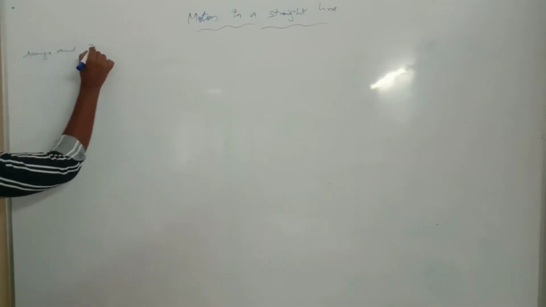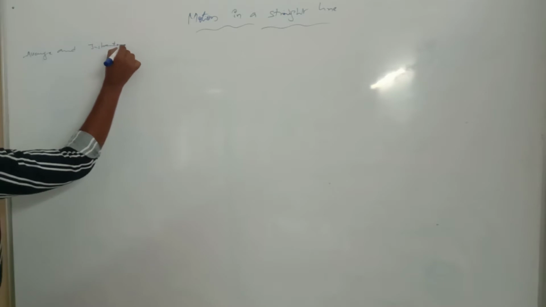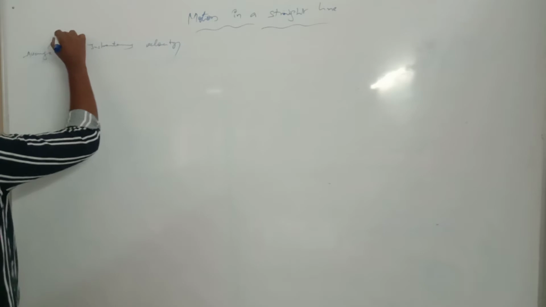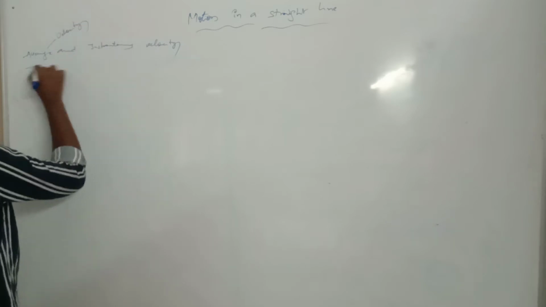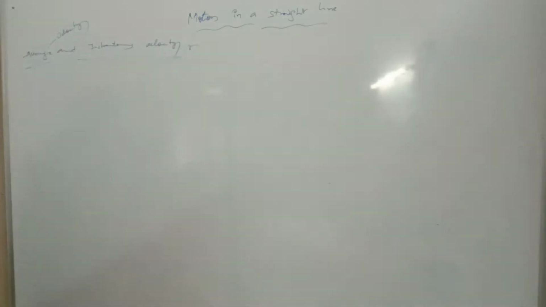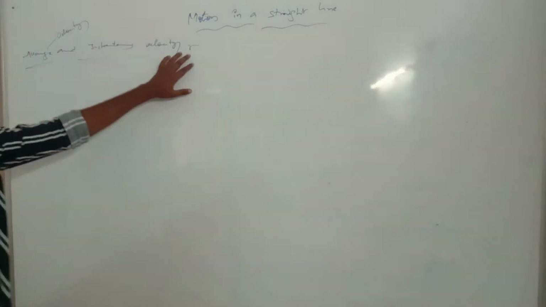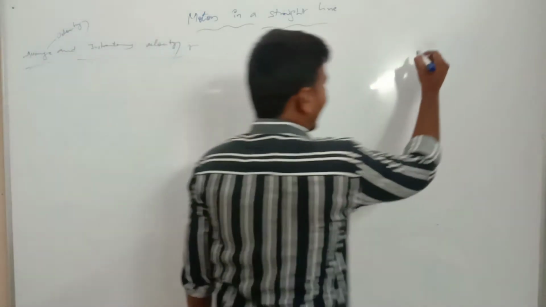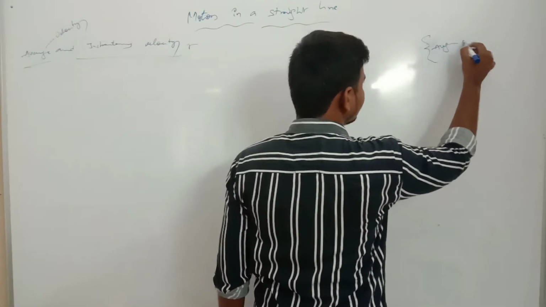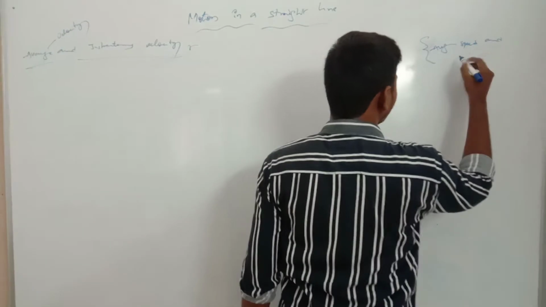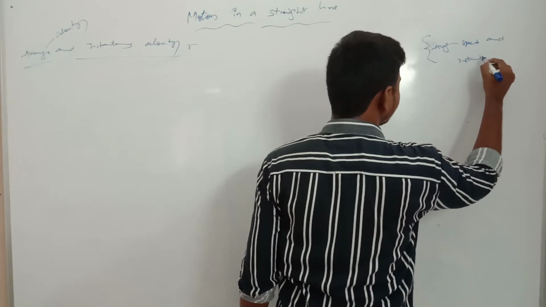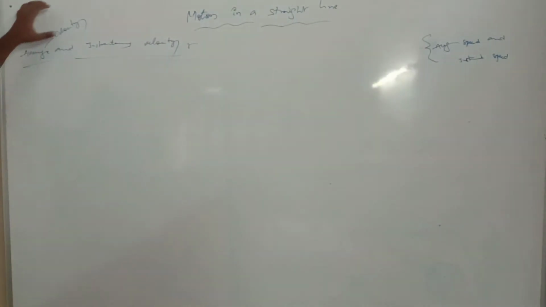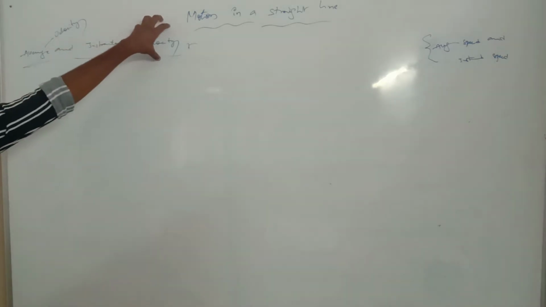We are going to average and instantaneous velocity, the same as average velocity. Here, average and instantaneous speed was the previous one. Now this one is average velocity and instantaneous velocity.